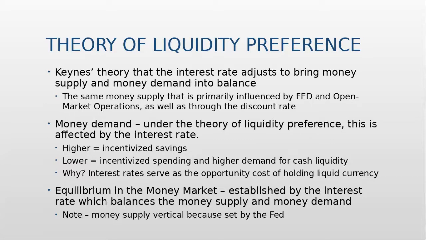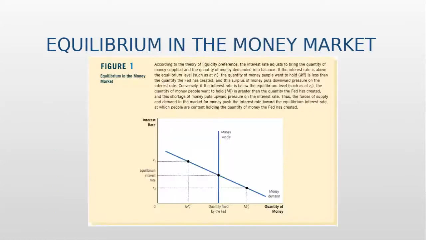So equilibrium in the money market, this is where the interest rate establishes a balance between the money supply set by the Fed and the money demand as determined by the interest rate. And note, though, that in this market, the money supply is vertical because it's set by the Federal Reserve policy.